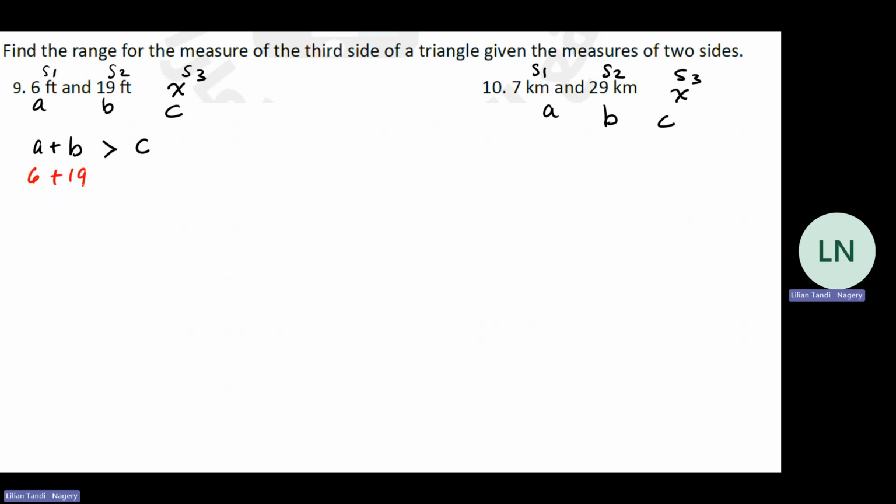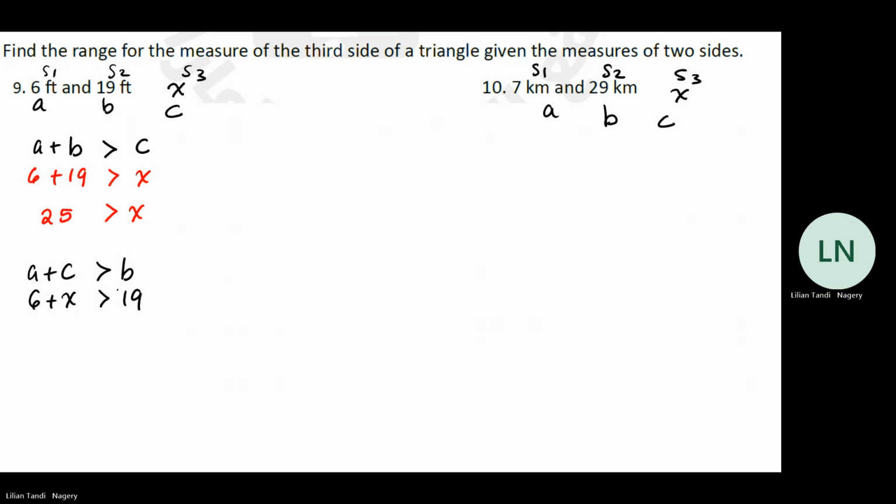6 plus 19 should be greater than x. 6 plus 19 is 25, should be greater than x. Then what will we do? We will now solve the other one. A plus C should be greater than B. Okay? Now, once we do that, what will we get? A is 6, and this is x is greater than 19.